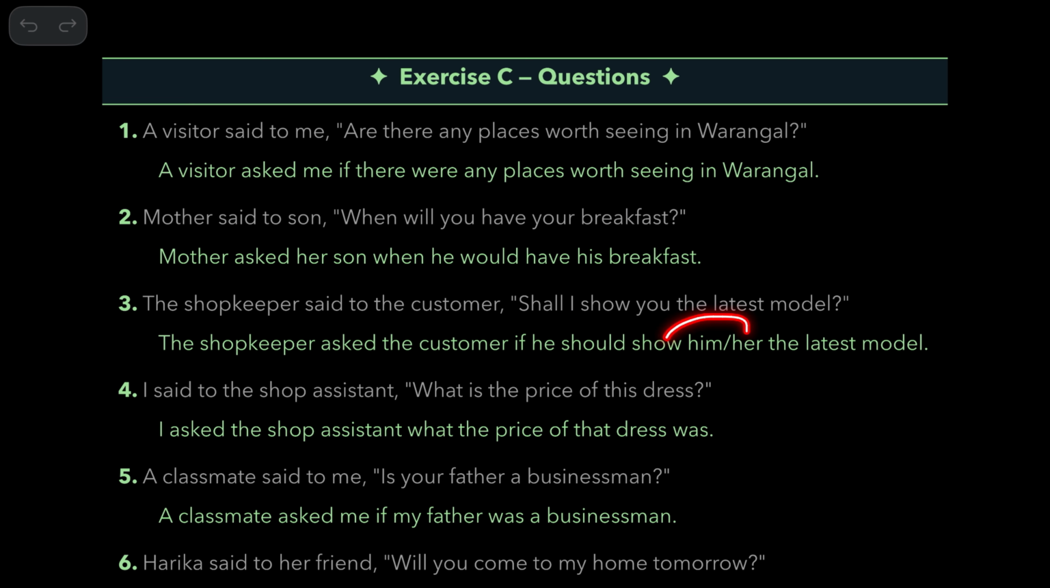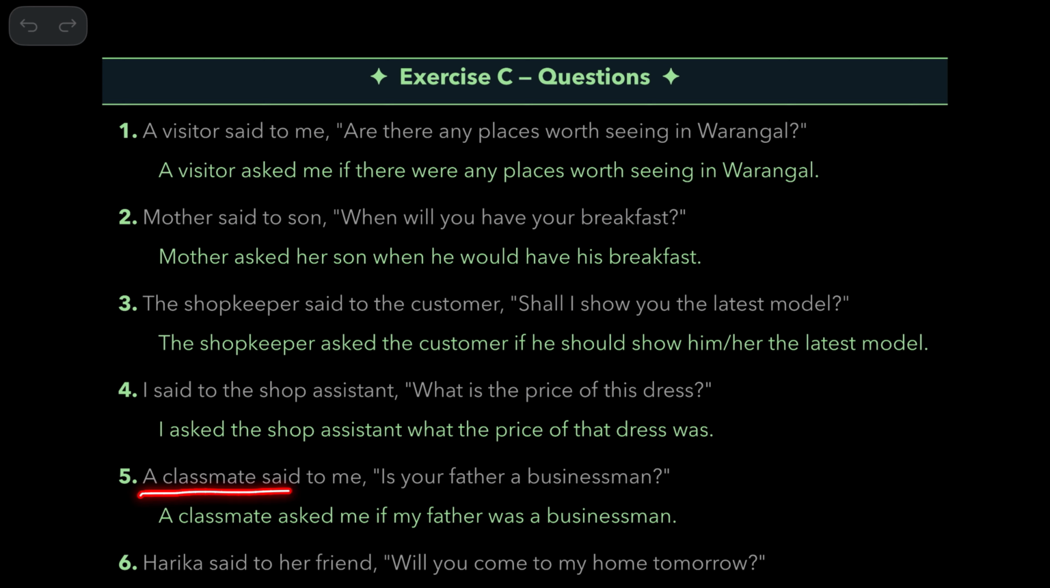In such cases, write only one answer. Don't write them both in the examinations. I said to the shop assistant, what is the price of this dress? I asked the shop assistant what the price of that dress was.